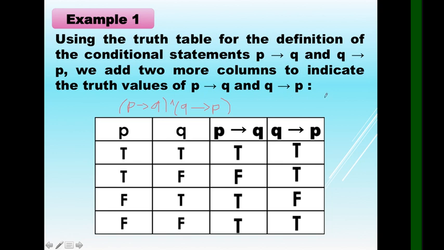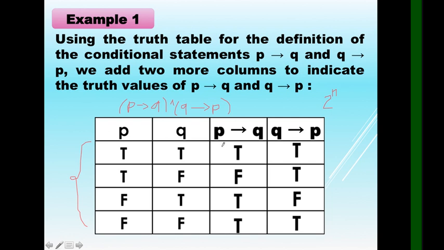The formula for writing the rows is 2 raised to n. N is the number of letters. So here we have 2 letters, so we have 2 raised to 2 and the answer is 4. So we will be having 4 rows here. For the P, as our first letter, it's alphabetically arranged, okay? For the P, we have T, T, F, F. And then for the Q, we have T, F, T, F. So you can review how to construct this one. I think that is in the video of negation, where I discussed how to do this.